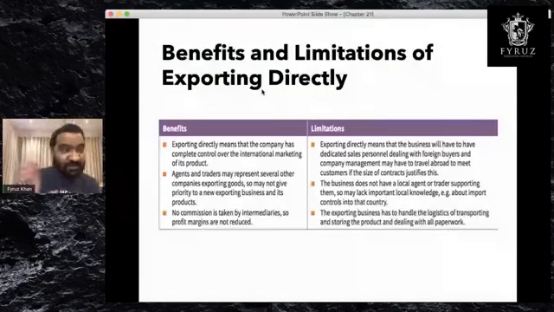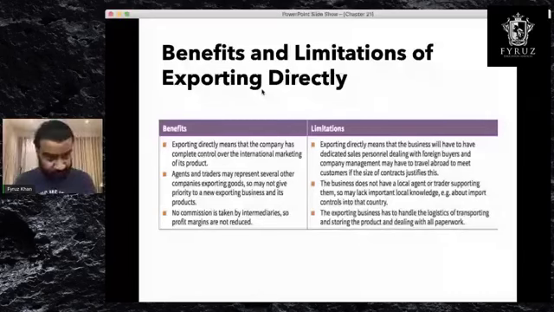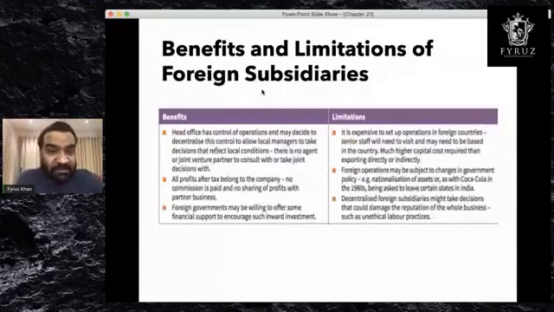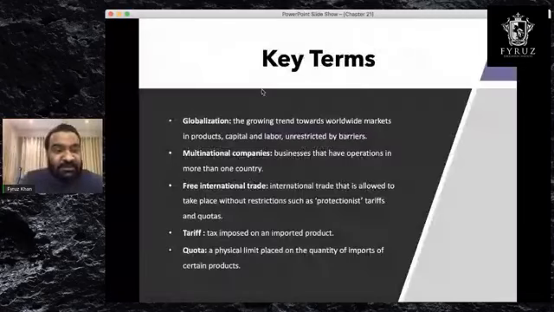Some differences are given out here. Benefits and limitations of exporting directly, benefits and limitations of exporting indirectly, and benefits and limitations of foreign subsidiaries. Please read it. I will email you all the slides. So there you go. Some key terms are also here. Please have a look, right?